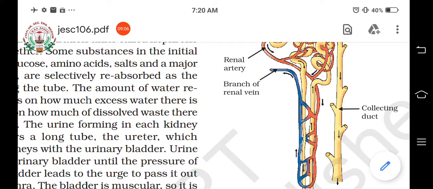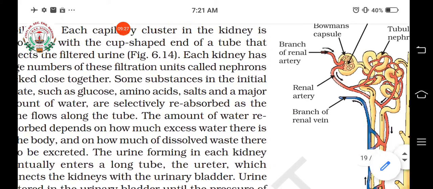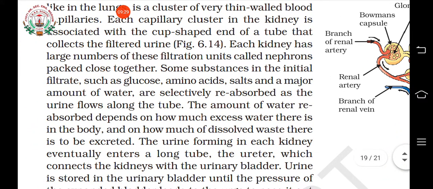part of the nephron, and it will be reaching the collecting duct, and it will form the urine. That forms the urine, and it will be collected by the collecting duct, and a single collecting duct can receive the urine from many of the nephrons. So is it clear? So this is the process of how urine formation takes place.